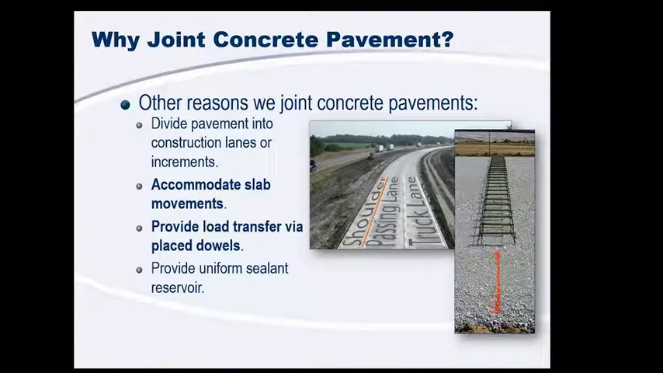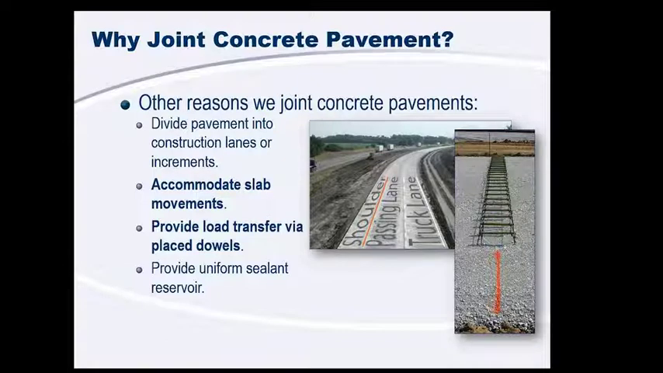The first one is to divide the pavement into construction lanes or increments. If we're building a pavement that's 48 feet or 50 feet wide, we can't do that very well in one pass, so we have to come through in multiple passes. We're basically giving the contractor the ability to pave this easily. Those passes create joints in between the different paving lanes.